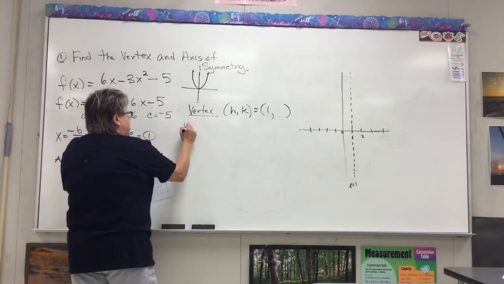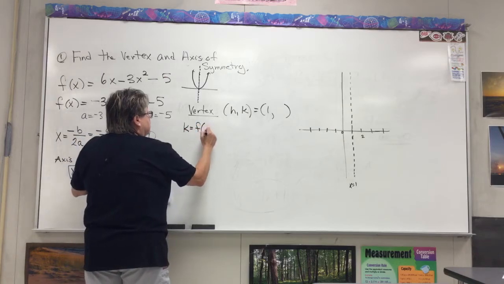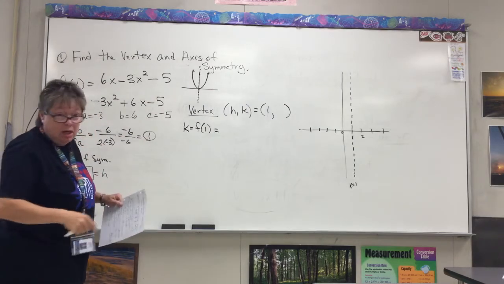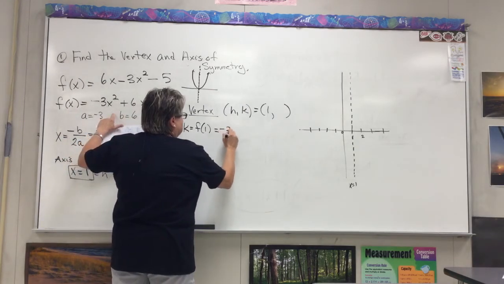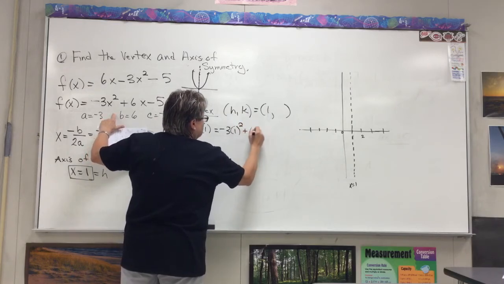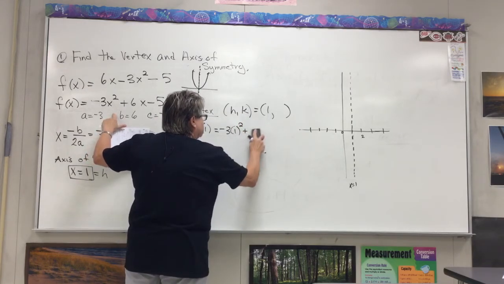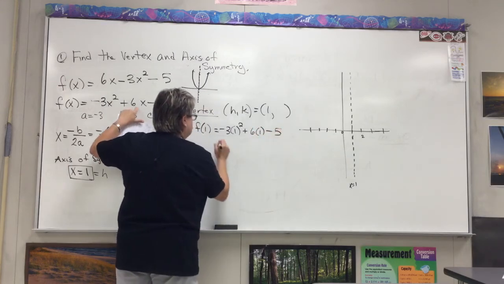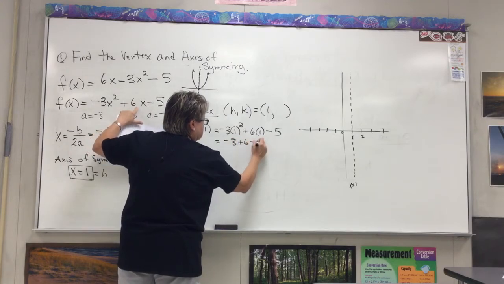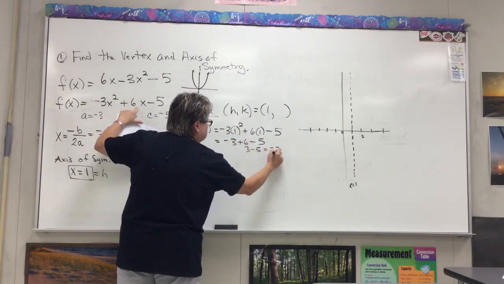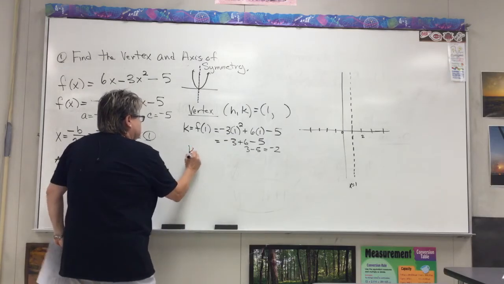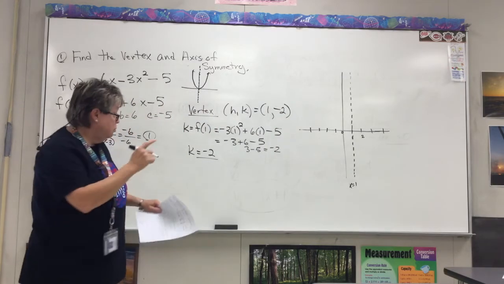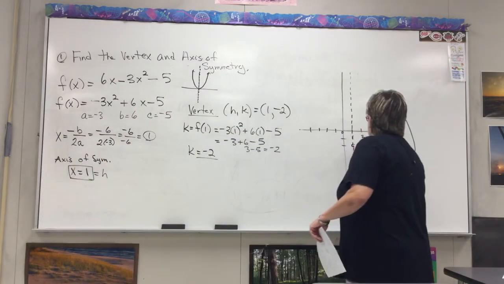So k is going to be f of 1. In other words, take that 1, plug it back in that quadratic and see what you get. So we've got negative 3 times 1 squared, plus 6 times 1 minus 5. So negative 3 plus 6 minus 5. So 3 minus 5 looks to me to be negative 2. So that's going to be our k value. So now I know the vertex will be at (1, -2).